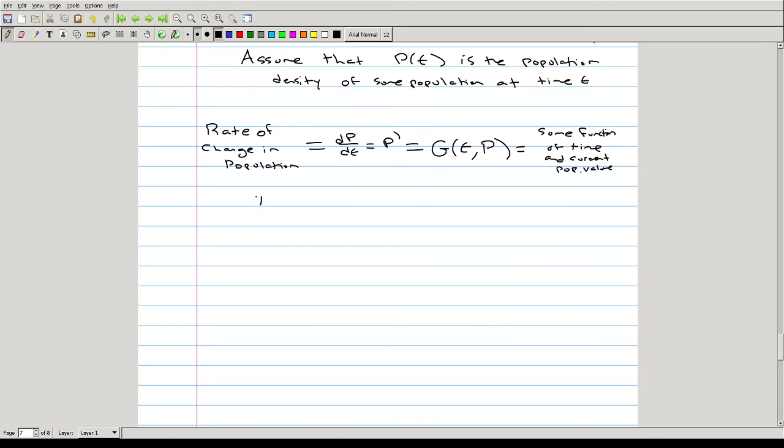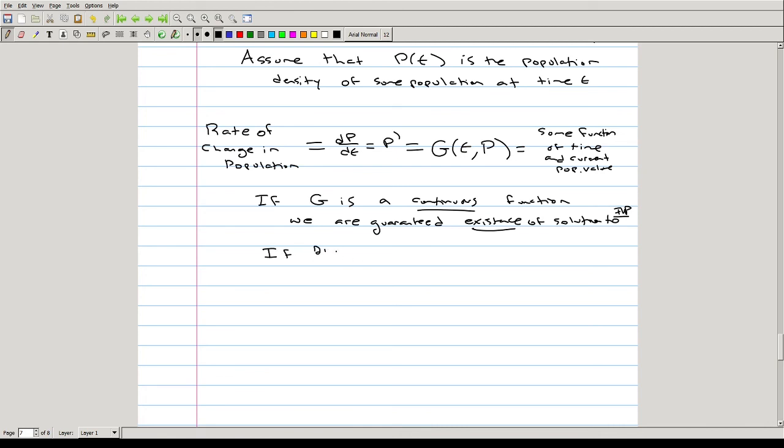And if G is a continuous function, by our previous theorem, we are guaranteed the existence of a solution to any IVP that we pose. And furthermore, if the rate of change of G with respect to P is a continuous function, we are guaranteed a unique solution for the population growth.